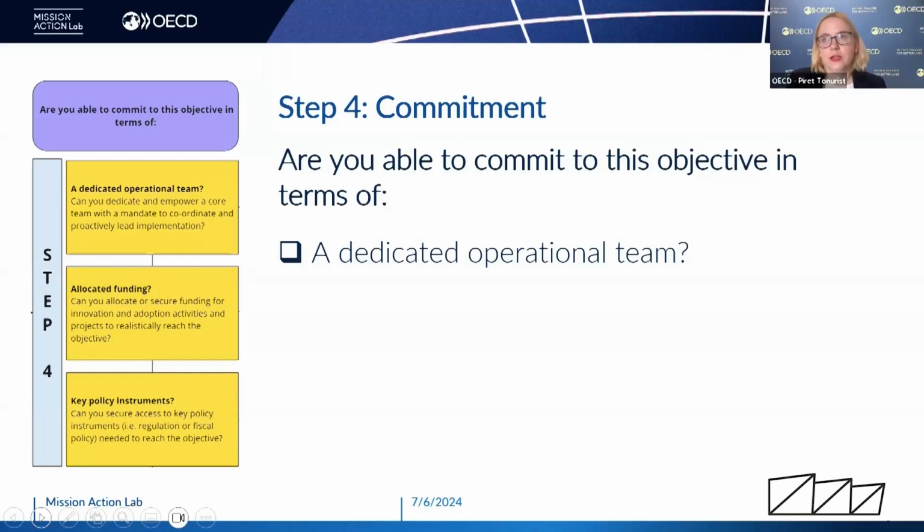And usually missions that are not moving or not effective in practice, we see as well, are those lacking these functional teams behind them to actually deliver on the mission, who have the responsibility and also accountability for the delivery of the mission at hand.